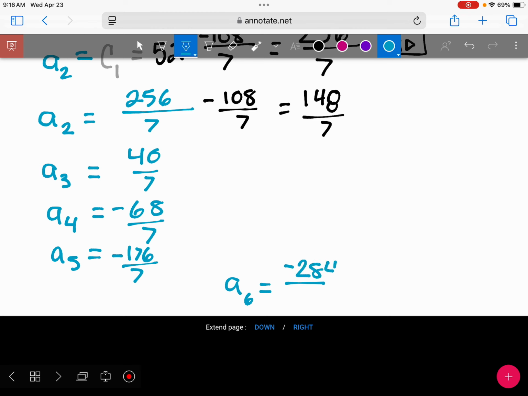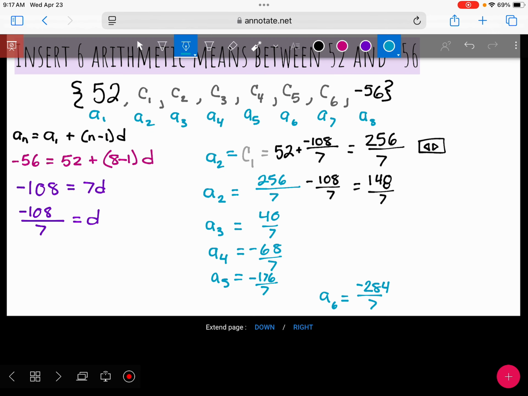Negative 284 over 7. If you do it again, if you subtract your negative 108 over 7 again, you should wind up exactly at negative 56. So these pieces all fit. And if you do it this way and then you do your transition one more time, you should wind up exactly at your last number, and that lets you kind of spot check it as you go.